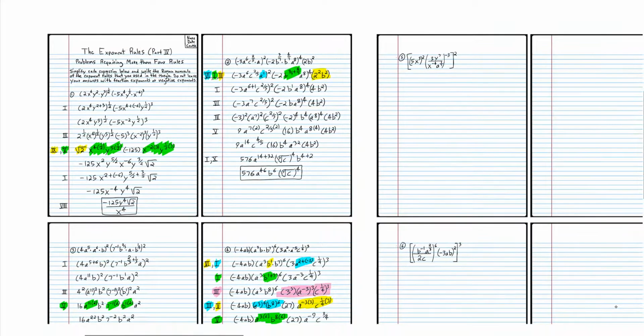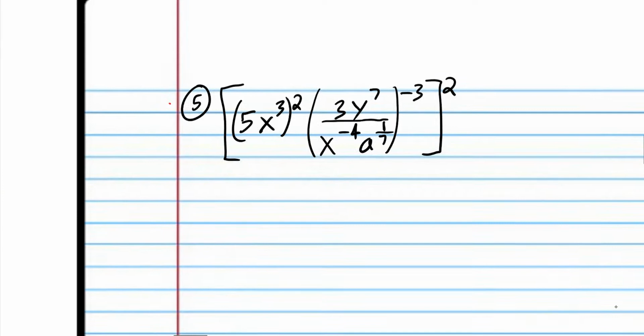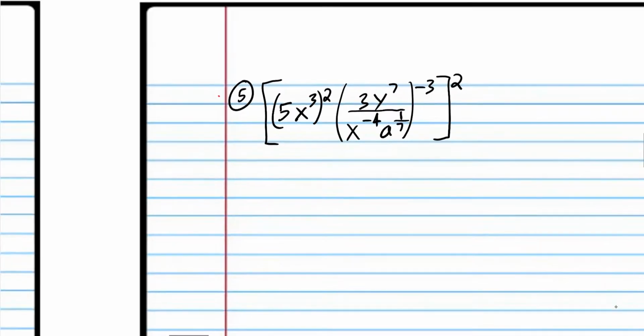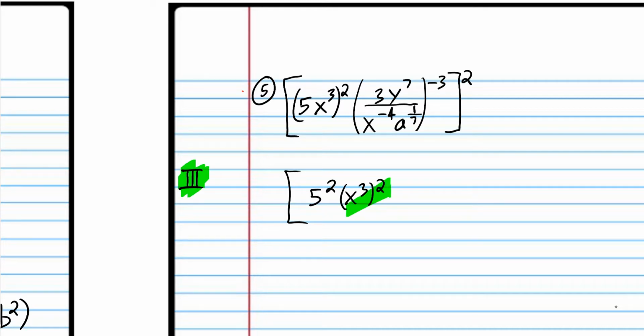Okay, so now we're going to move on to problems that have fractions. And so let's get started here. We're going to use rule number 3. We're going to use a lot of rules in this first step. So we have 5 to the 2nd, x cubed to the 2nd. So that was rule number 3, because in blue here we have a product raised to a power.